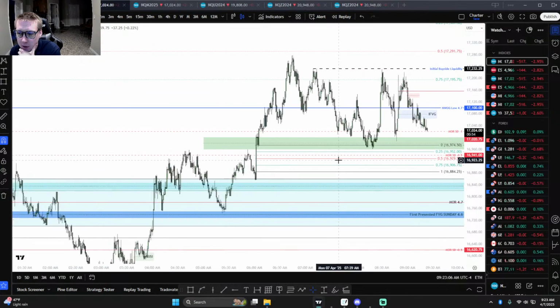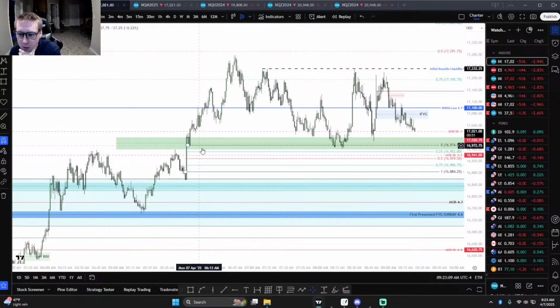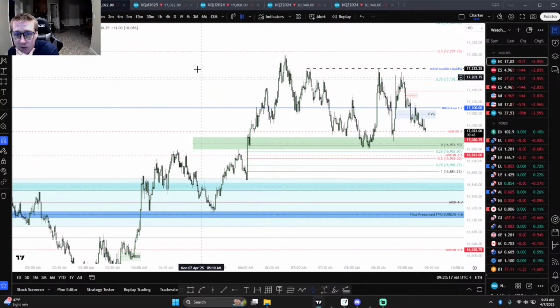Nothing high probability, except for a probable trade back into here. That's kind of what I'm looking for. We do have that 1 hour fair value gap. I would like to see support price here, but other than that, higher time frame is clearly bearish, so it makes sense to look for shorts.